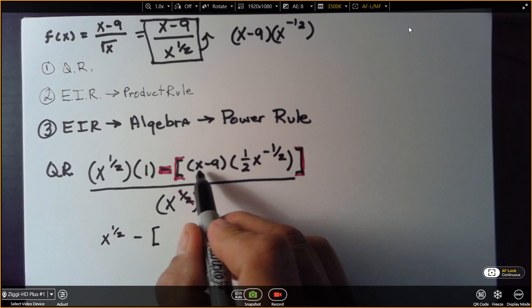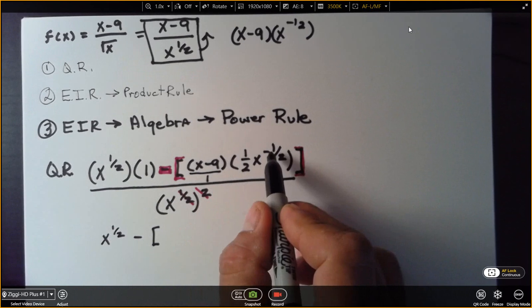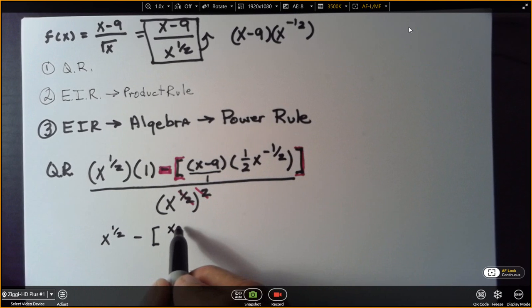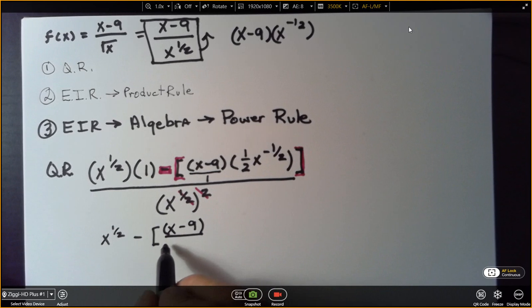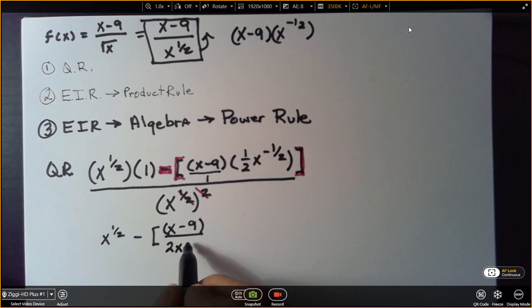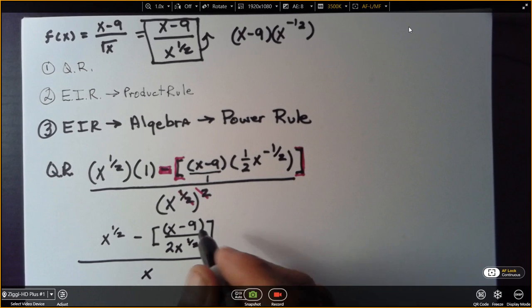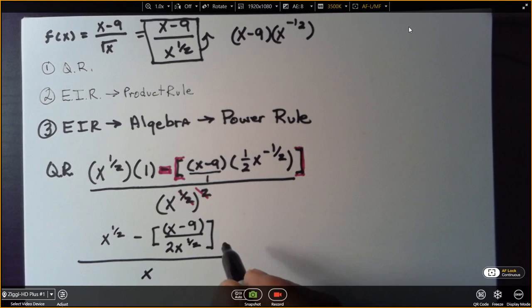This is x minus 9 over 1, so I'm going to make it go with this 1 and bring this 2 to the negative 1/2 down with this 2. And that's going to be x minus 9 over 2x to the 1/2, all over x. Now, I've got some more cleaning up to do. I've got to make this a common denominator. All this is algebra. We're done with the calculus. The algebra is going to be kind of hairy.